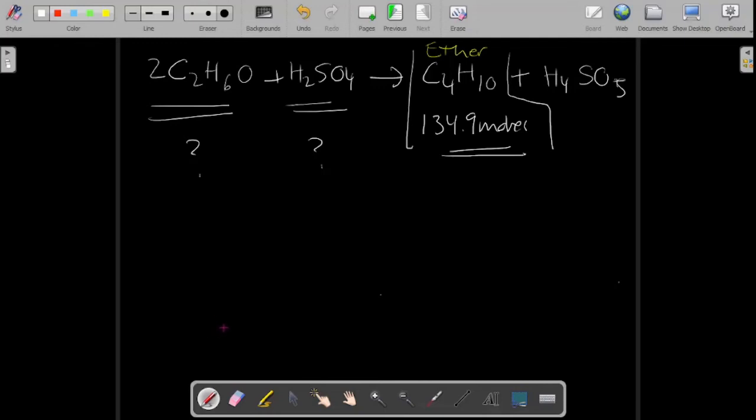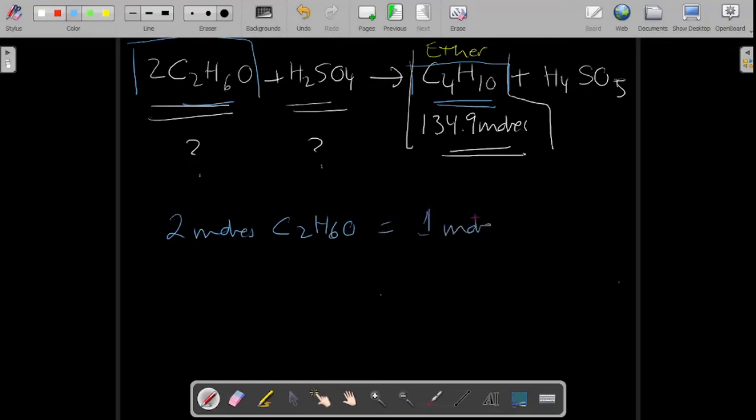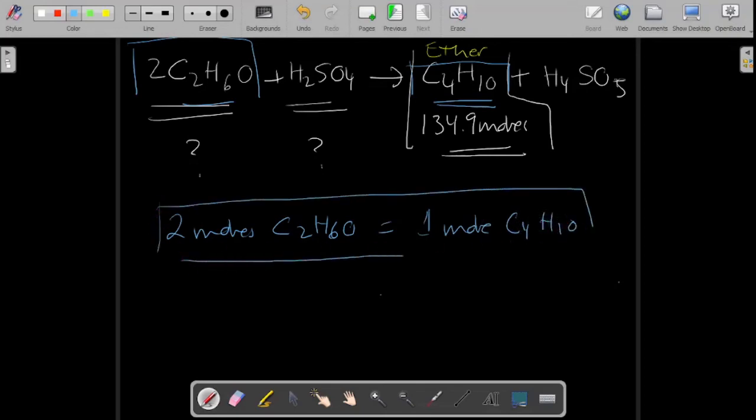We'll start with the first reactant, and I read the recipe. According to the recipe, if I connect this one to this one, I'm going to put it in different colors. The recipe says that 2 moles of this reactant will produce 1 mole of ether. This is in the recipe. 2 to 1. Remember, if there's nothing here, it means 1. So now I can do the math for that.